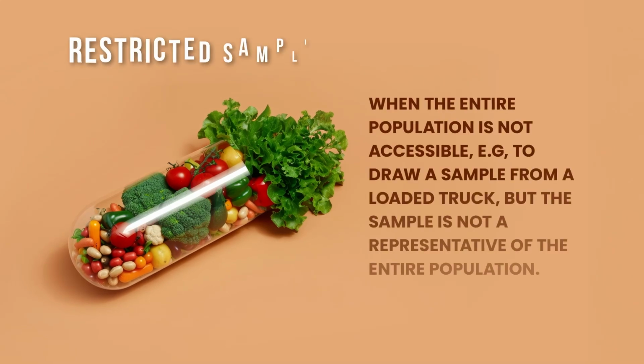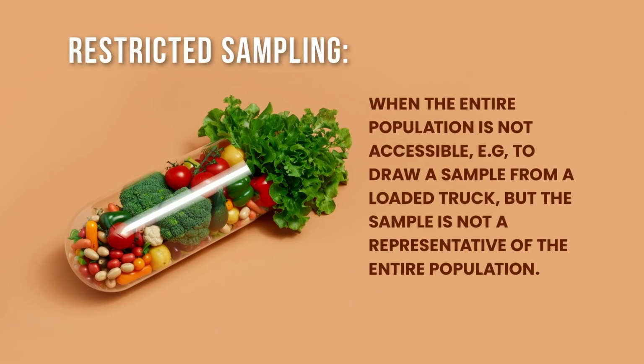Restricted sampling is used when the entire population is not accessible. जैसे मान लीजिए मटेरियल ट्रक में है और ट्रक में से आपको सैंपल ड्रॉ करना है. So you can't go to all the areas, so you have to do restricted sampling. जहाँ जहाँ से आप निकाल सकते हैं सैंपल वो ही लेंगे from the loaded truck. So that is restricted sampling.